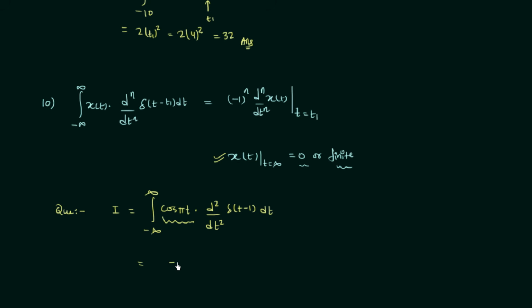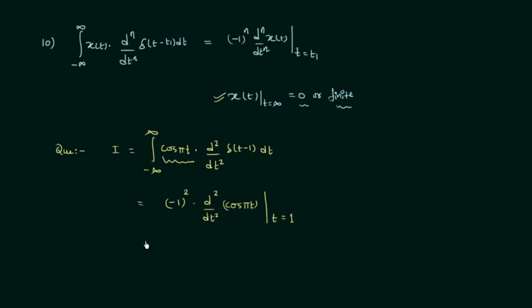From the property we have minus 1 raised to power n. Here n is equal to 2, the second order derivative. So here we will have 2 multiplied to the second order derivative of signal xt itself. Signal xt is cos pi t. So here we will have cos pi t, and t should be equal to t1. t1 is equal to 1, so t should be equal to 1. Now we can easily simplify this.